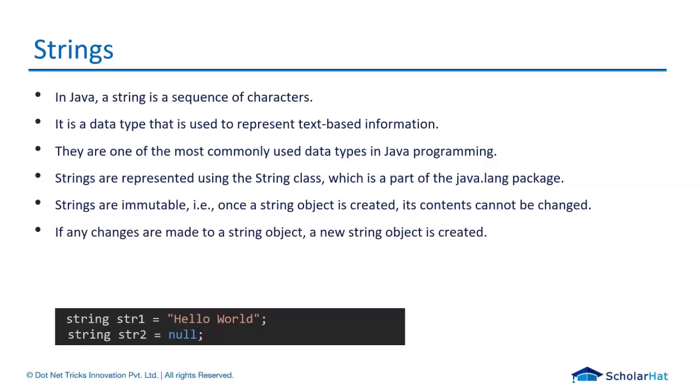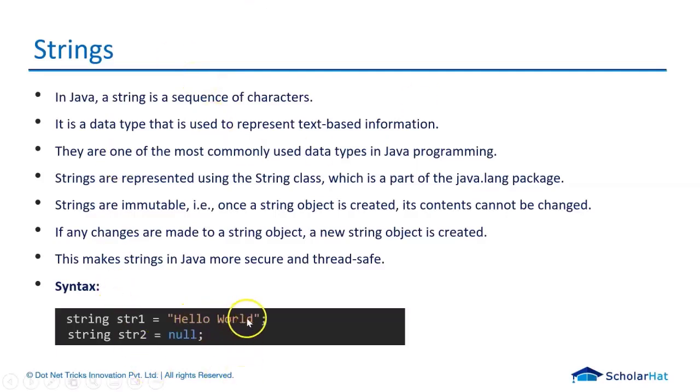If any changes are made to a string object, a new string object is created. As I discussed, strings are immutable, so once the string object is created, the content of that particular string cannot be changed. This makes strings in Java more secure and thread safe. Something which is immutable is thread safe, or vice versa. This is the syntax of the string. If you know what needs to be stored in the string, you can just assign it directly. Otherwise, if the string does not have a value, you can assign a null value to it.